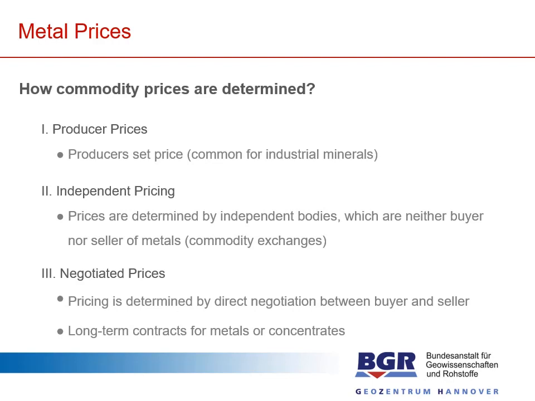The second option is that the prices are set at commodity exchanges. So the prices are determined by independent bodies which are neither buyer nor direct seller of the metal. The third option is that the prices are directly negotiated. So the pricing is determined between the buyer and the seller. Often long-term contracts for metals or concentrates are used, so both buyer and seller have security about the price in the near to medium term future.